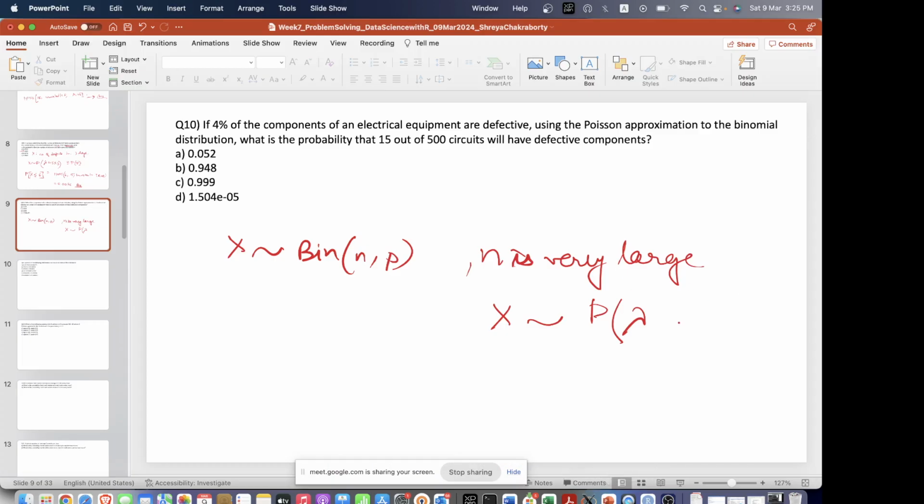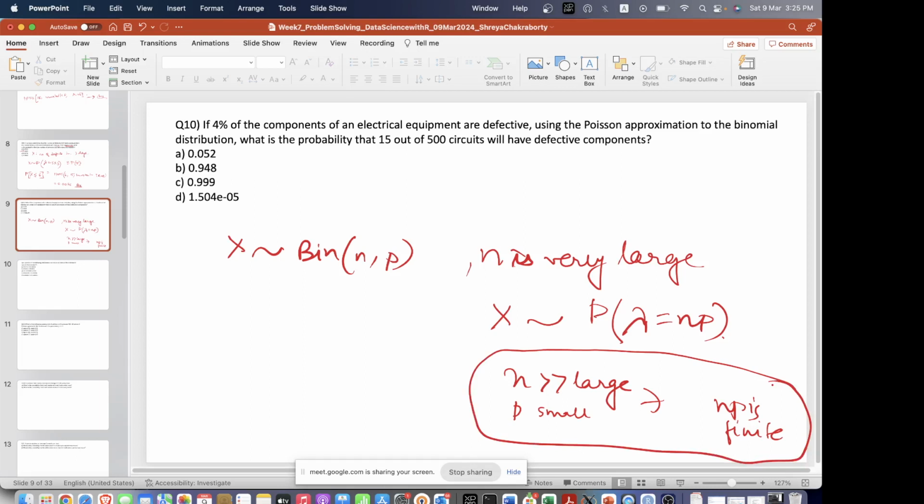NP, correct. So this lambda would be NP. Also, this thing I should tell you: n is very large and p is reasonably small, such that NP is finite. This criterion is anyway maintained, but we should take care of this. n is large, p is usually small, and then NP is finite. In such cases, the binomial can be approximated with a Poisson distribution.